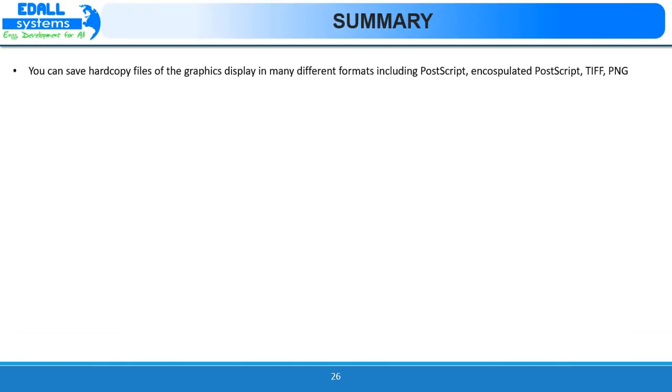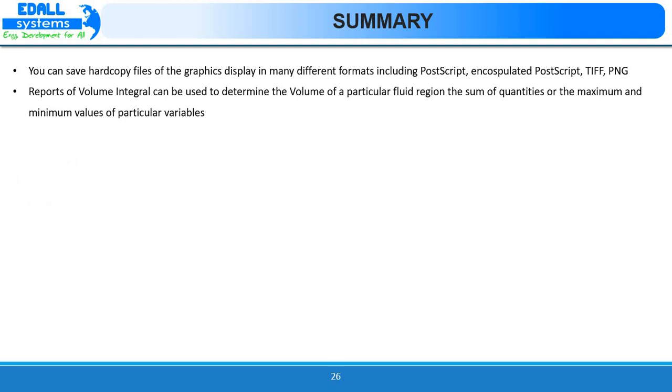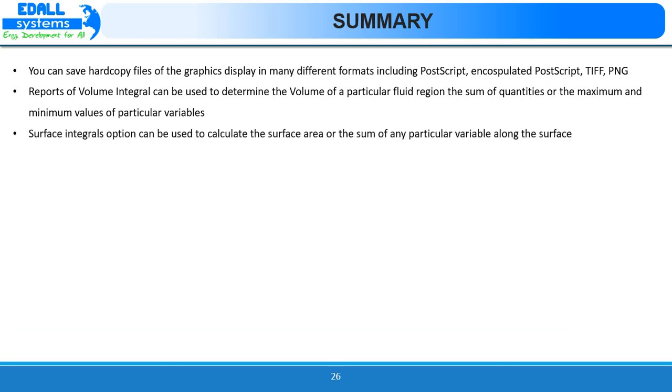Then we have seen we can save hard copy files of our graphic displays in many different formats. We have seen all these formats. Then we have seen that we can generate volume integral as well as surface integral reports for our simulation result. Even surface integrals is the best option where we can calculate mass weighted average quantities for our results. This was the entire summary for post processing of results for any simulation. We can use this for 2D and we can use this for 3D as well.